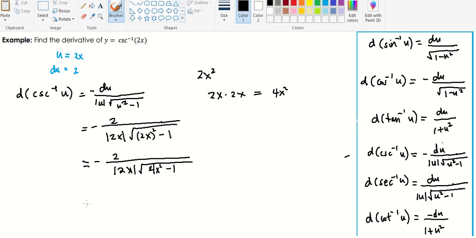Or we can have, since this is negative 2, and this is the absolute value of 2x, which is also 2x, no? Okay, we can actually cancel, we can divide this. So we have 1. And ang may iwan na lang ay negative 1 over x na lang, square root of 4x squared minus 1. Okay?